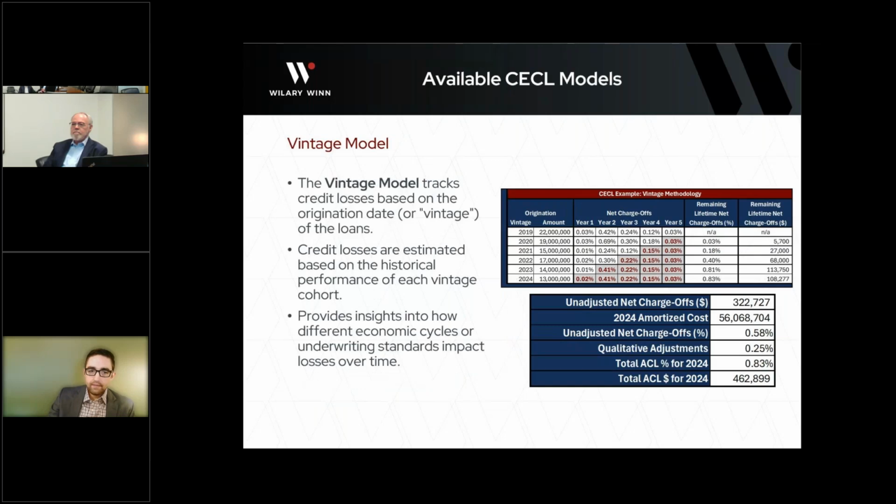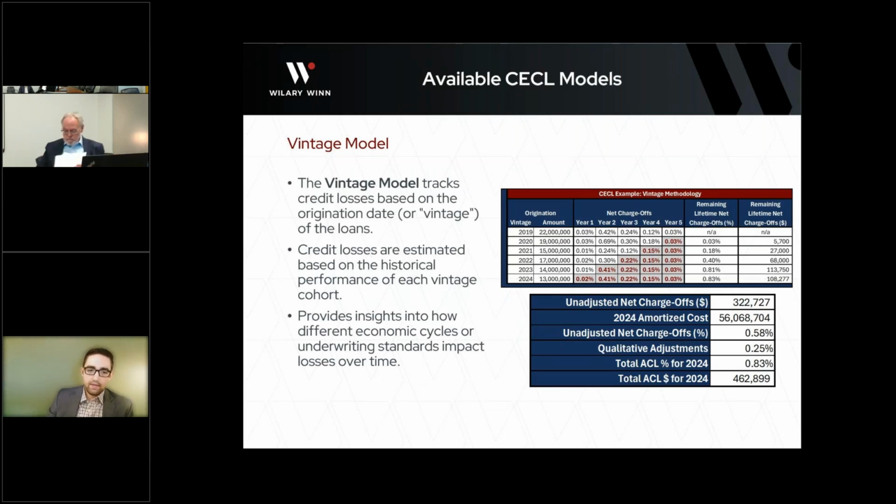Next up, we have the vintage model, which is taking a different approach to estimating expected credit losses. With this method, we're tracking how loans perform based on origination date. Most of us call that vintage. So you're basically grouping loans by the year or quarter, whatever it may be, that they were originated, and then looking at how those groups perform historically over time. The vintage model does give some insight into changes like underwriting standards, changes in borrower profiles, or even the broader economy, but only to the extent that they influence those specific batches of loans.